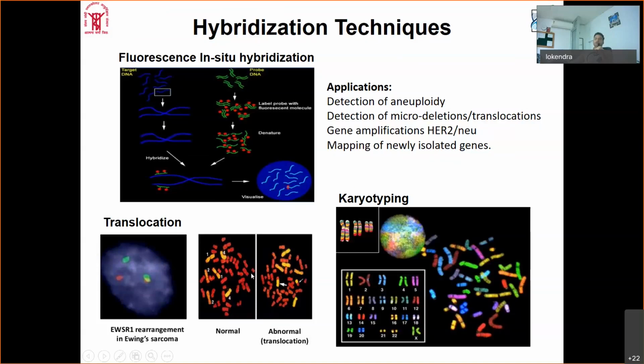So FISH is generally a method. Again, it is similar to southern blotting, but in this case we are using chromosomes for hybridization, and the target molecule would be hybridized with the probes that are specific to a particular gene or belonging to a particular chromosome. So by that way we can have an idea about the chromosomal differences, chromosomal aberrations, or maybe changes in the banding pattern. So this is one of the methods of hybridization.